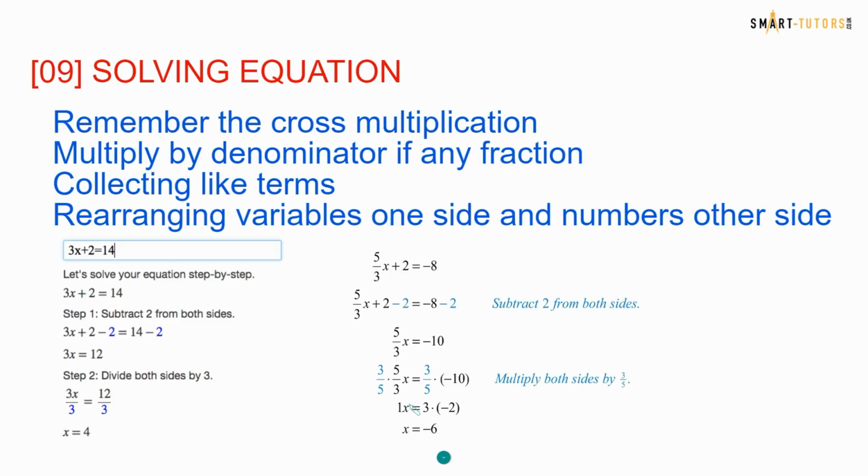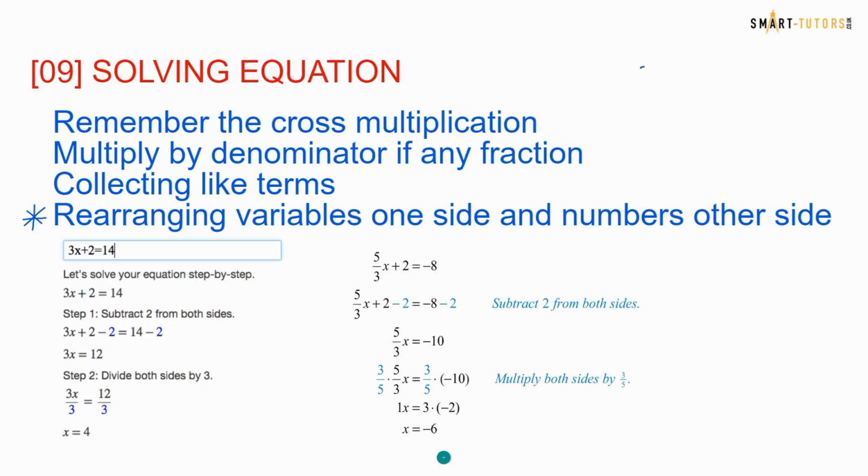Topic 9. Solving equations. So remember, when solving equations, the main thing is the last point I made here: rearranging. Put the variables on one side of the equation and the numbers on the other side. Variables mean the letters, x and y, a and b. If there are like terms, you need to collect them up and group them together. Multiply by the denominator if there is any fraction.